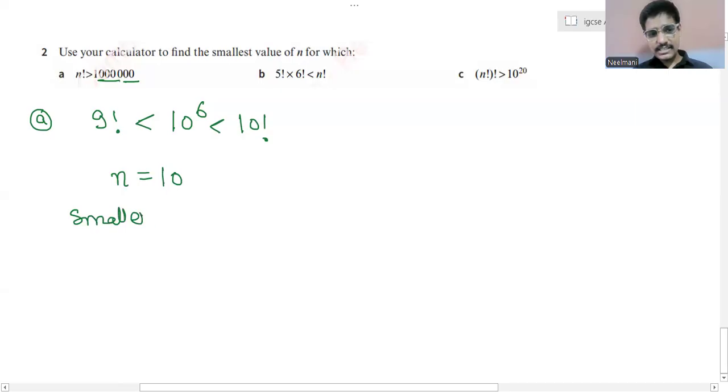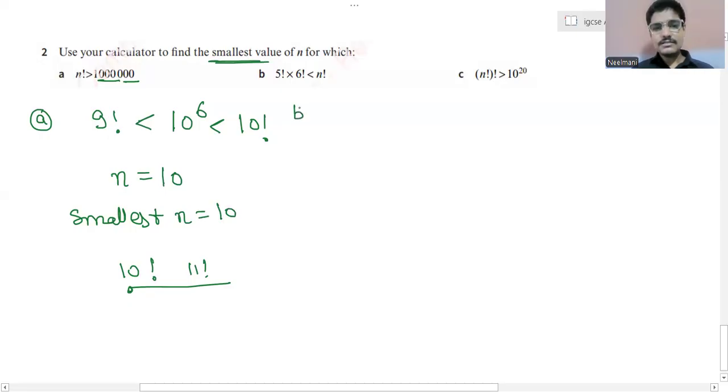Now remember, why are we writing smallest possible? Because it can be possible that it would be 11 factorial, 12 factorial, all these numbers after 10, right? Including 10. So after 10, 10 factorial is actually greater than 10 to the power 6. So all the numbers after 10 factorial would be actually greater than this. So they are always talking about the smallest value of n, right? The smallest n would be 10.